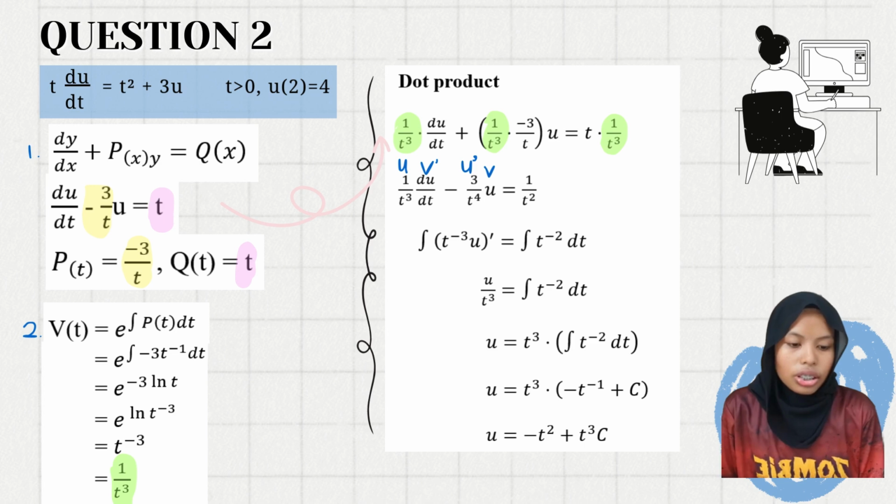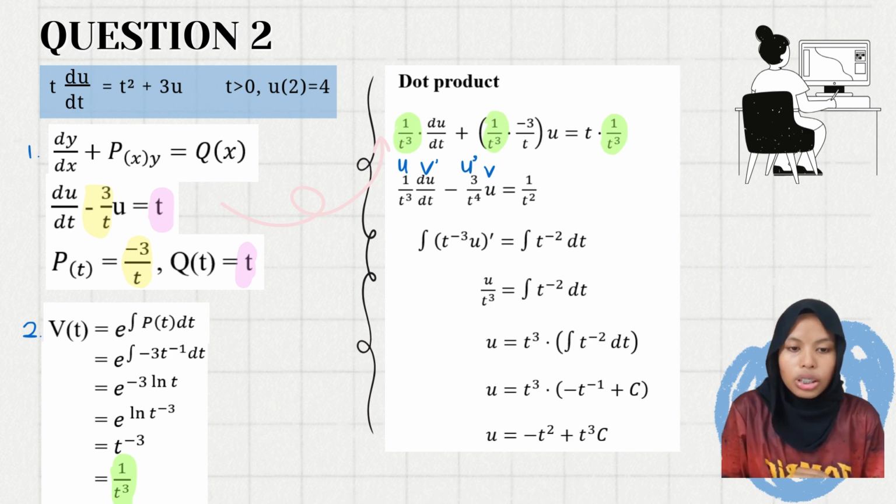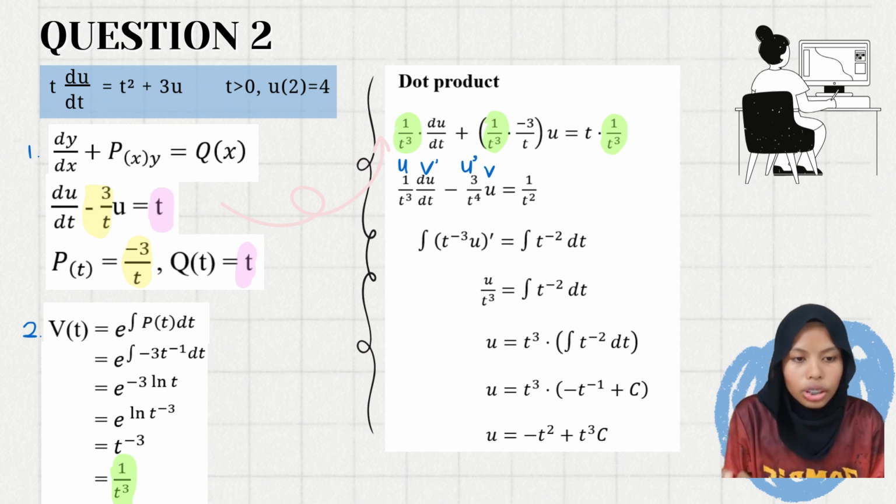By integrating factor, v(t) equal to exponent of integration of p(t) dt. So we just put the answer of p(t), that is negative 3 over t, into the v(t) equation. We got the v(t) answer, that is 1 over t cube. And then we will get the product rule, which is u v prime plus u prime v. And then the answer that we get from the product rule is 1 over t cube du over dt minus 3 over t to the power of 4 u equal to 1 over t squared.